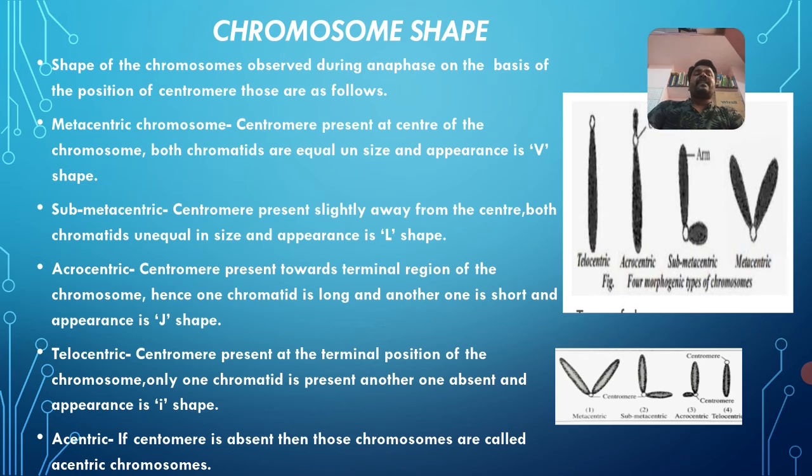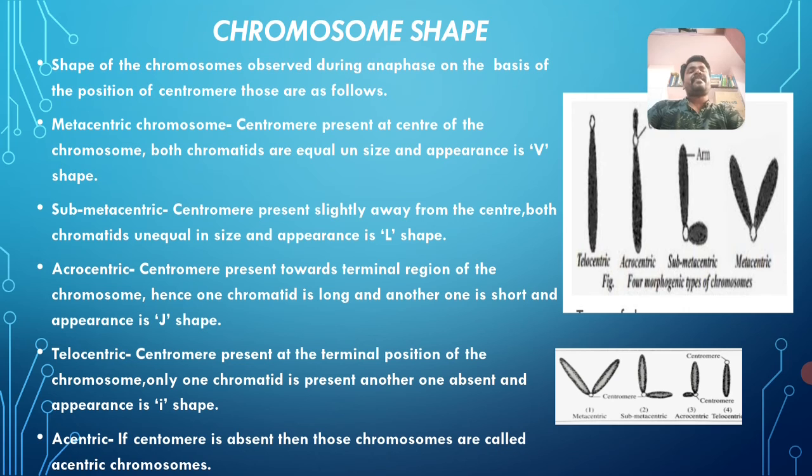And the fourth and last one is the telocentric chromosome. See, here the centromere is present at the terminal part of the chromosome. In the terminal part which consists of the centromere, only one chromatid is present, the other is absent, and the appearance looks like an I shape. Hence it is called a telocentric chromosome.